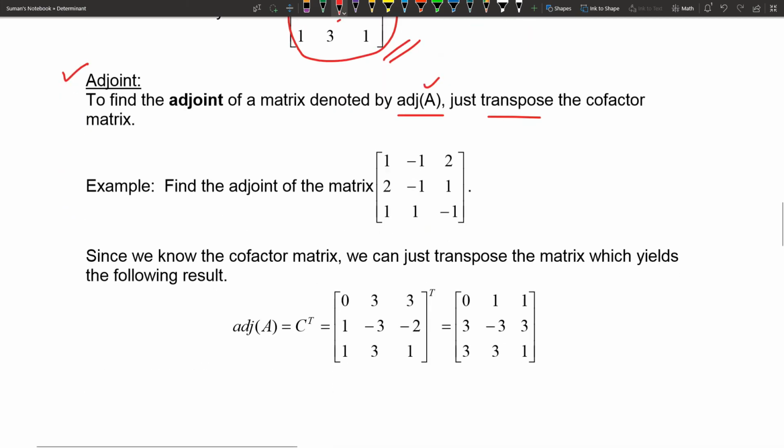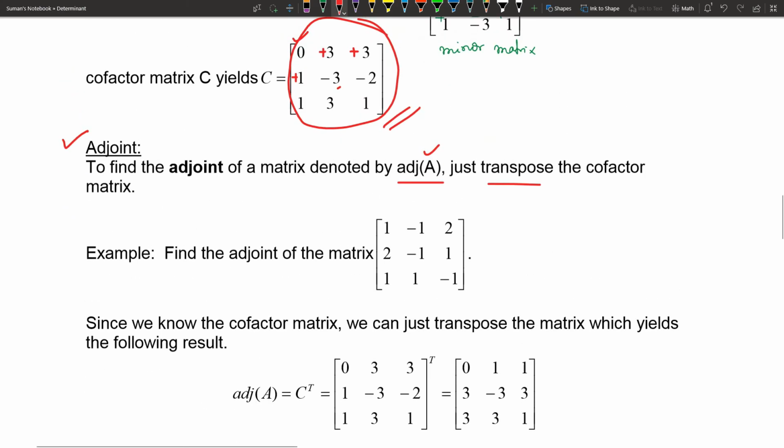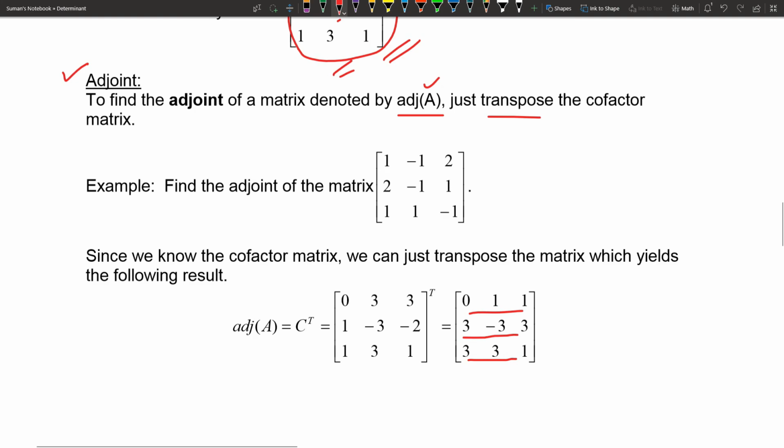So just we have to transpose it. Just look at the cofactor matrix here. We are transposing it and we are getting 0, 1, 1 as the first row from the first column, 3, minus 3, 3 as the second row, and the third column, 3, minus 2, 1, as the third row. So that is how we can find the adjoint of a matrix. So that is how we can find the minor matrix of any matrix, and how to find the cofactors, and also how to find the adjoint of any matrix from the cofactor matrix.